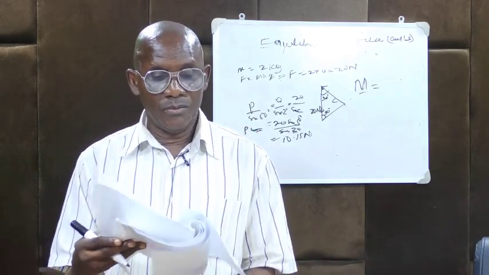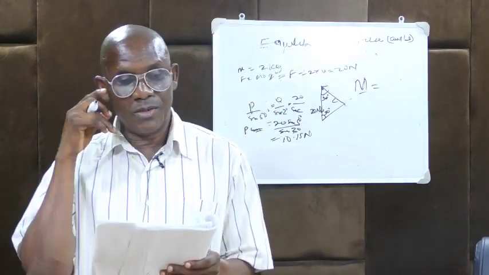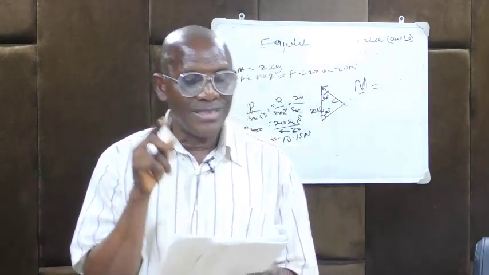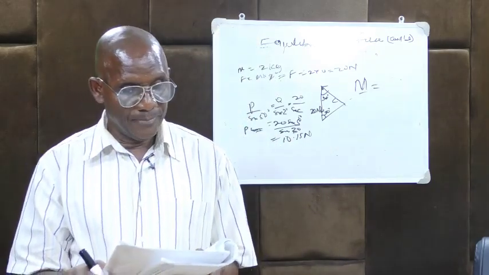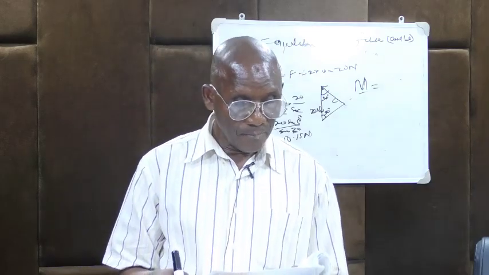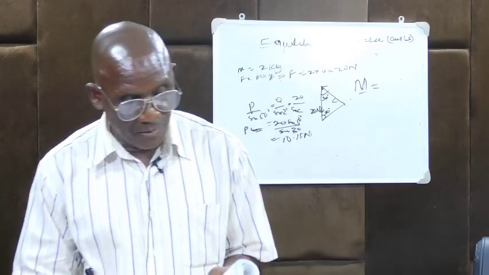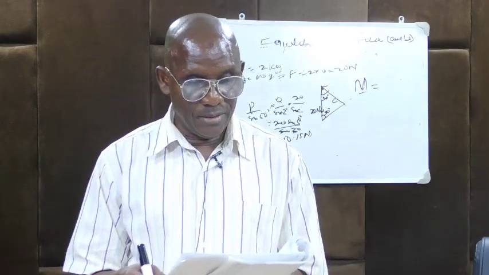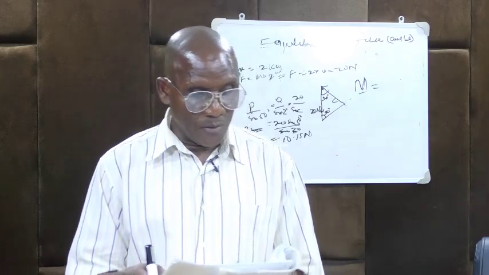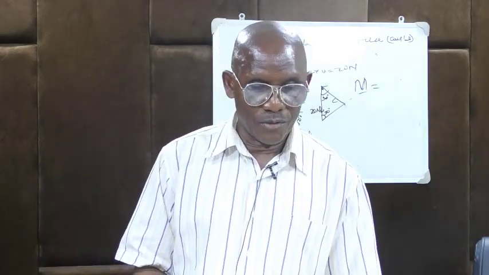Completely mathematical. Write it down. A moment of 100 Newton meters acts on an object, causing it to rotate. If the distance from the pivot is 2 meters, what is the magnitude of the force? And the last one here, very important. A moment of 150 Newton meters acts on an object, causing it to rotate. If the force acts at an angle of 45 degrees to the horizontal, what is the magnitude of the force?